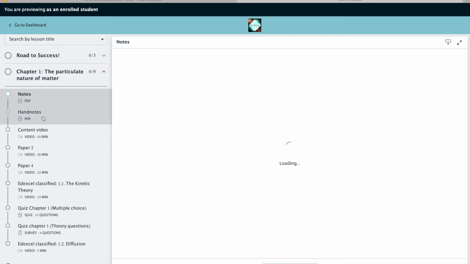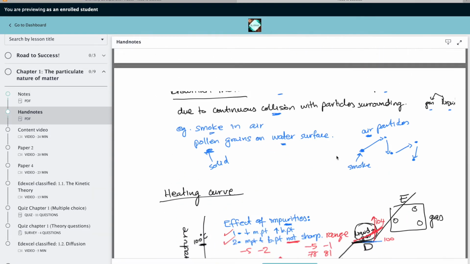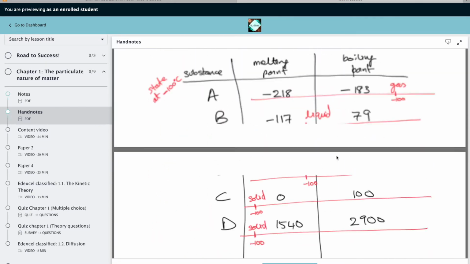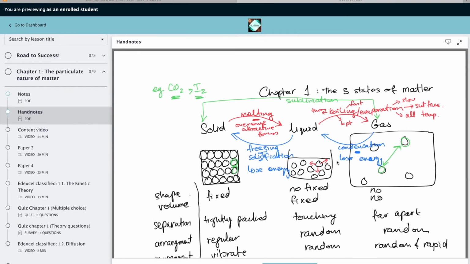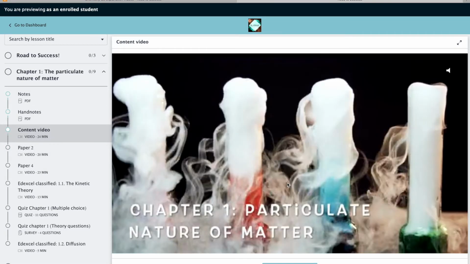And then the second lesson is really optional. You don't have to print it, but it's there. You can download it, of course. This is just my handwriting and my notes while explaining the chapter. So there's a lot of drawing and explanation. This is really optional. And then this third lesson here is the content video.